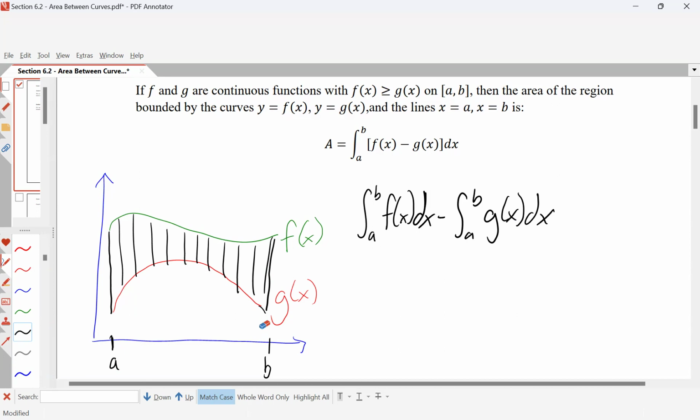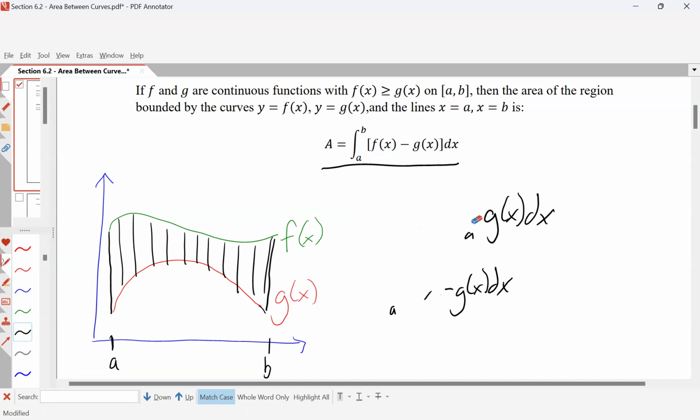And properties of integrals tell us we can turn a subtraction of two integrals on the same interval into one integral with subtraction. So this area idea follows from integral rules, but we also want to see how we can use the formal definition of integrals to set up this same rule.